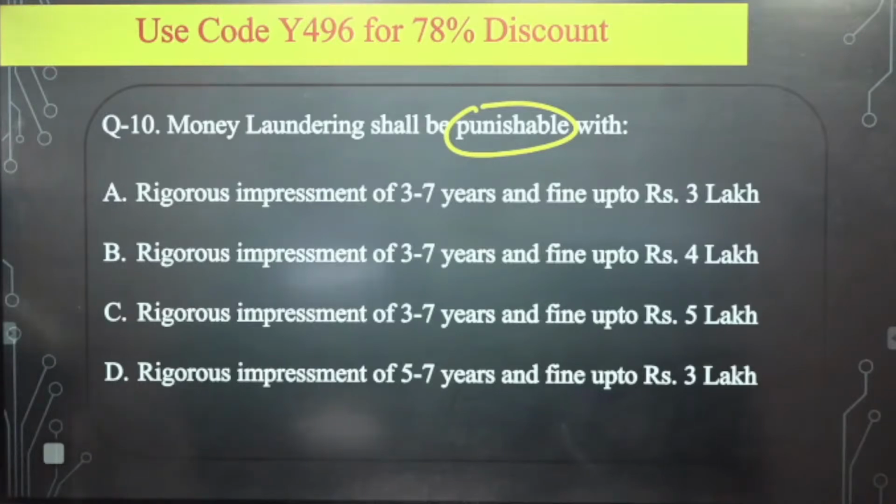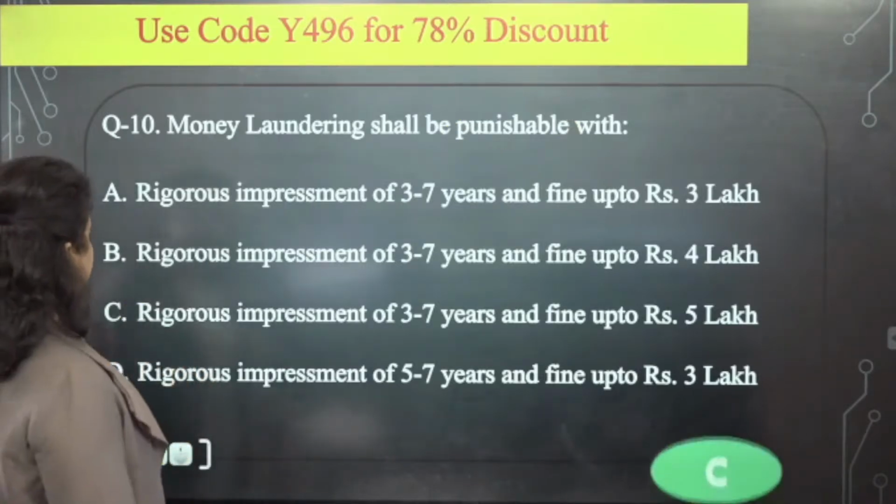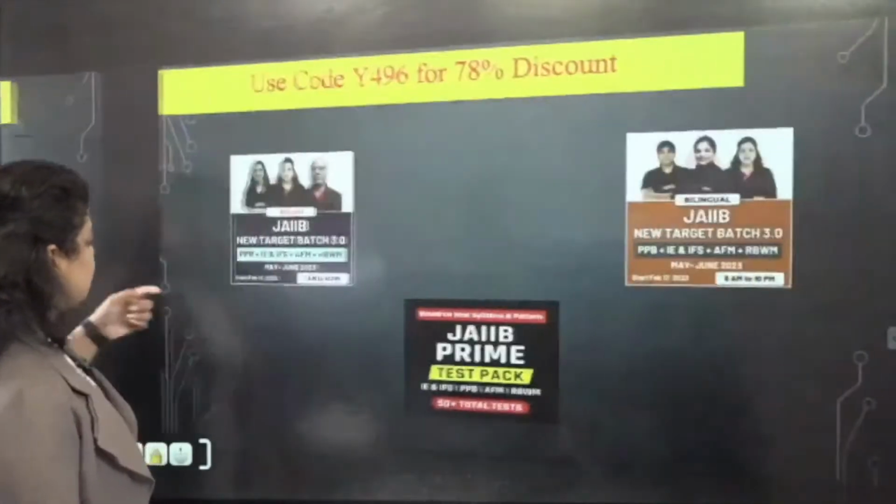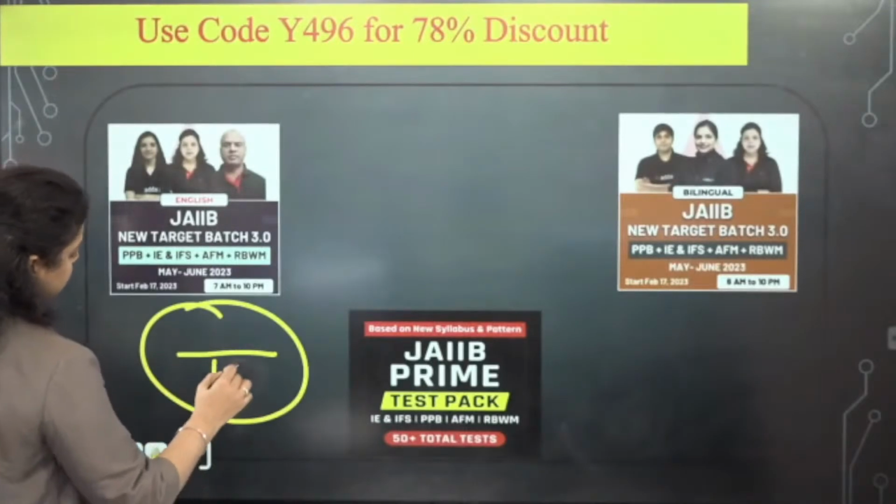Okay, so the right answer for this particular question will be your C option, that imprisonment of 3 to 7 years and a fine up to rupees 5 lakh will be paid. So the right answer will be your C option. Clear? Next. These are the questions which we have discussed today. Now let me know out of 10 questions how many answers you have given correct.